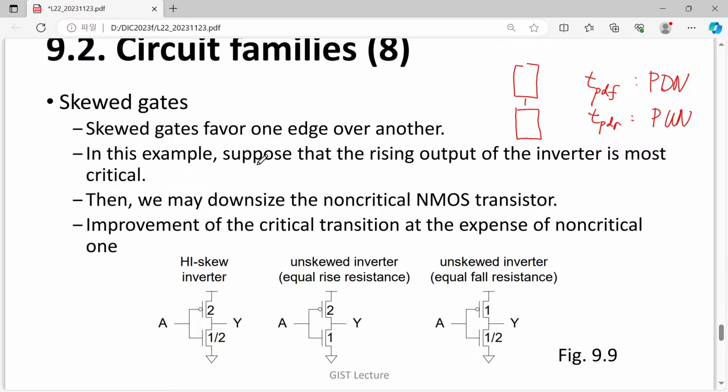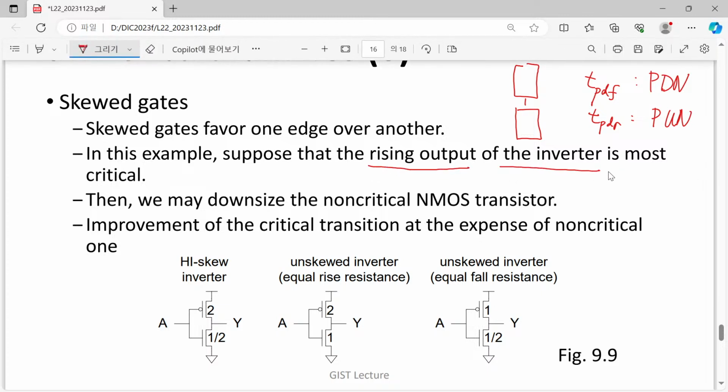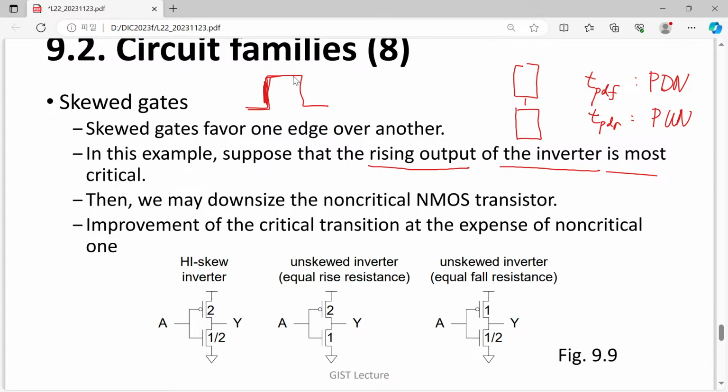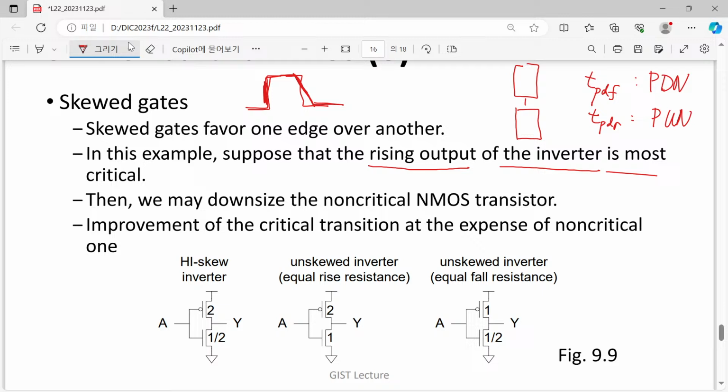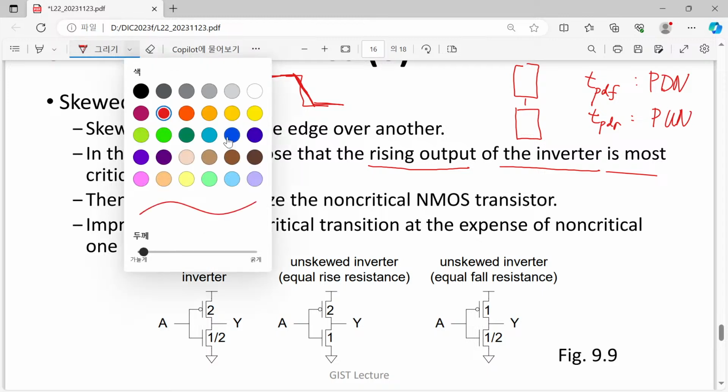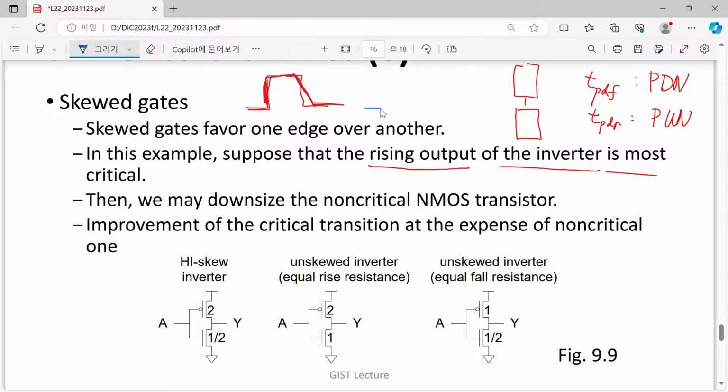However, let's suppose that the rising output of the inverter is most critical. So this one is important. We want to have a really sharp transition in this part, and we don't care about, for example, this falling edge. Okay, so usually what we want is a well balanced system.